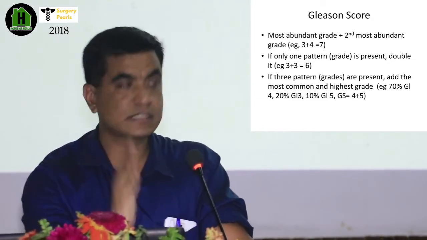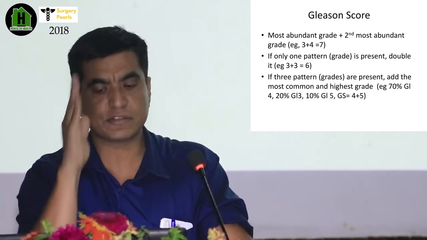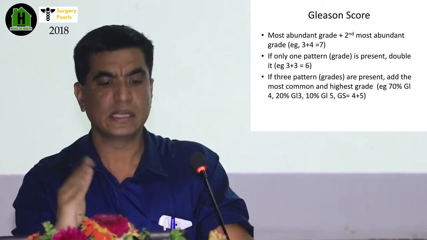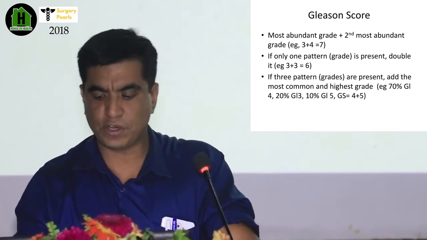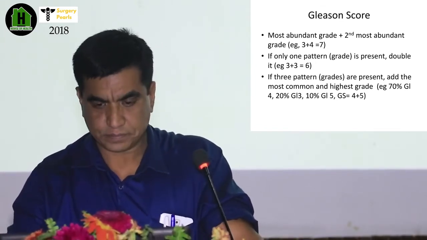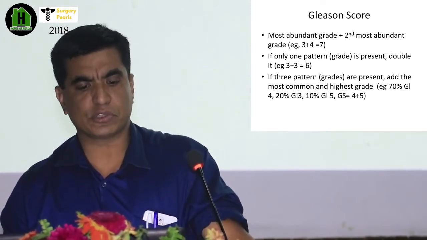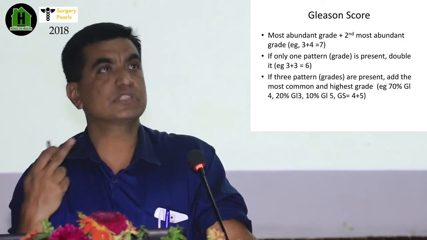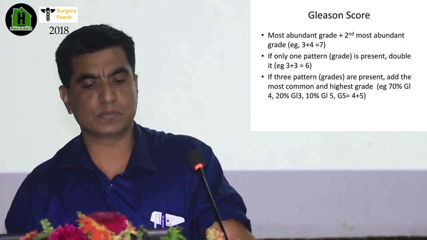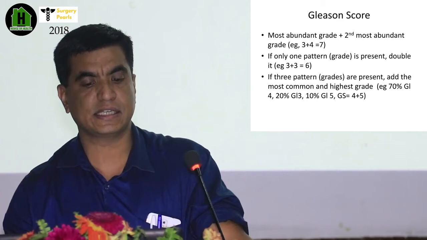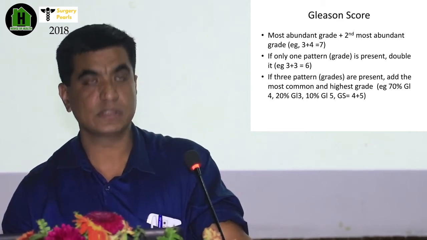So what then is the Gleason score? We add Gleason grades to get the Gleason score. The Gleason score is the sum of the most abundant grade and the second most abundant grade. For example, if the most abundant grade was 3 and the second most abundant grade was 4, the Gleason score would be 7. If only one Gleason pattern was present, then you have to double it. For example, 3 plus 3 is equal to 6.